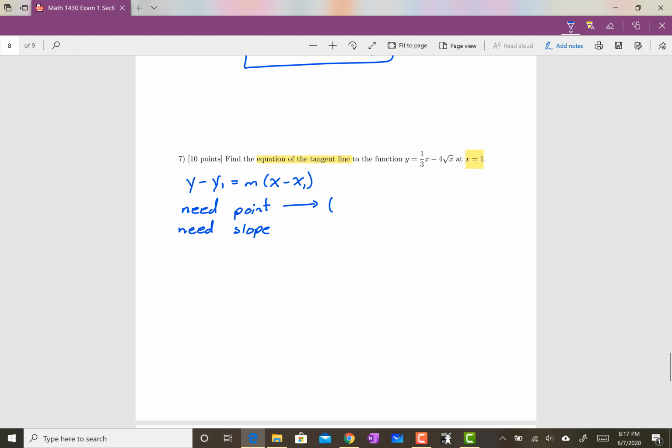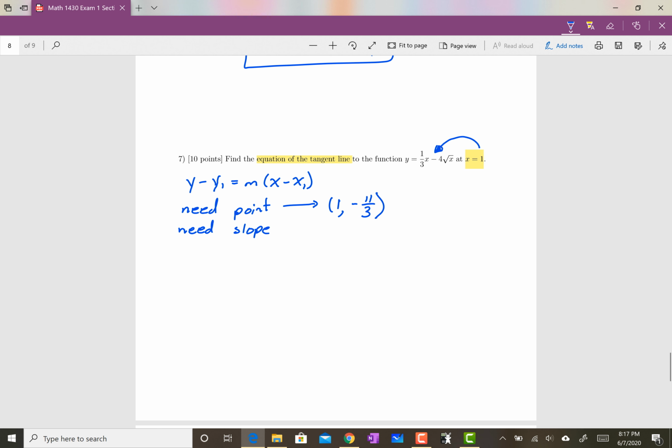So if x is equal to 1, what happens if I plug 1 into my original equation? I'll have 1/3 times 1 minus 4 times the square root of 1, which is 1/3 minus 4. Finding a common denominator, 1/3 minus 4 is 1/3 minus 12/3, which will give us negative 11/3. Sorry, I first said 11/12, but negative 11/3 looks better.